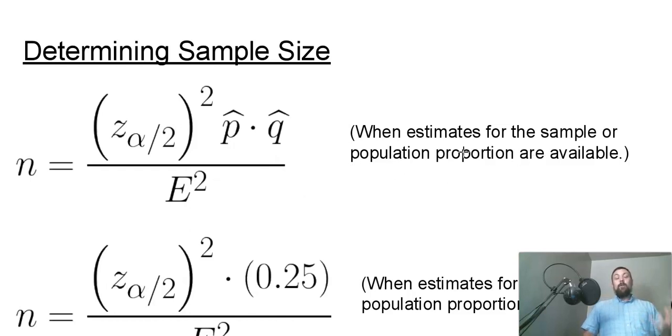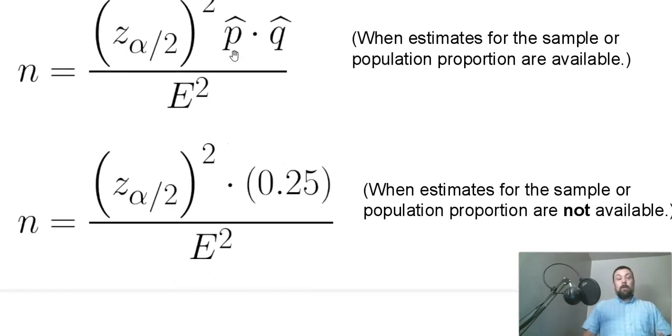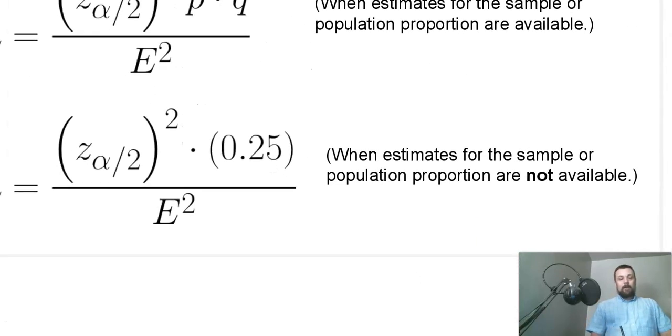This is what I just explained, right? If you have an estimate for p hat and q hat, use those in this formula. If you don't have an estimate, use 50%, 50%. So that's going to be 0.5 for p hat, 0.5 for q hat, and when you multiply 0.5 times 0.5, you get 0.25. Now, it kind of bugs me that the textbook presents this as a completely different formula. It's just the same formula as this. It's just you're using 0.5 for p hat and q hat. So when it's not available, you assume p hat and q hat are both 0.5.